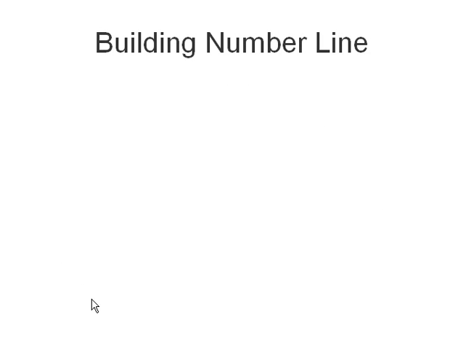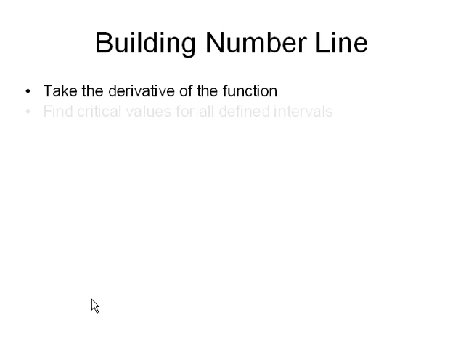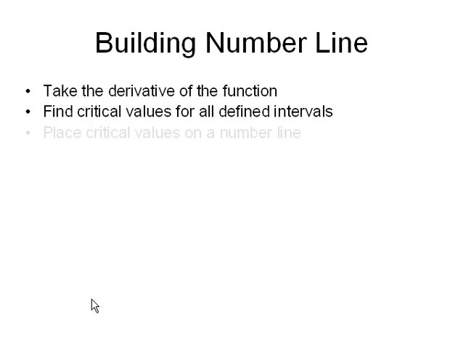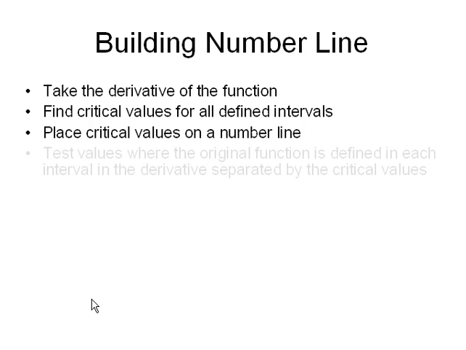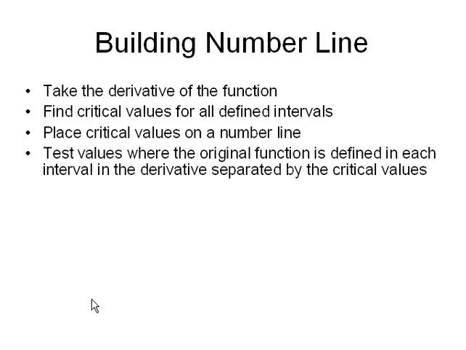To identify the extrema, you need to construct a number line. Take the derivative of a function. Find critical values for all defined intervals. Place critical values on a number line. Test values where the original function is defined in each interval, in the derivative, separated by the critical values.